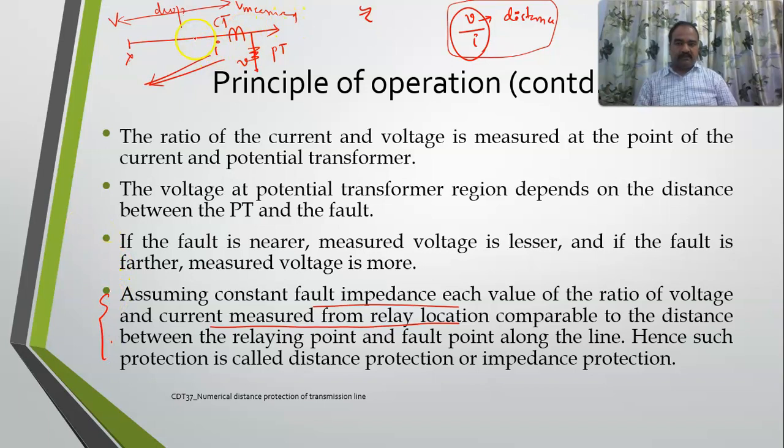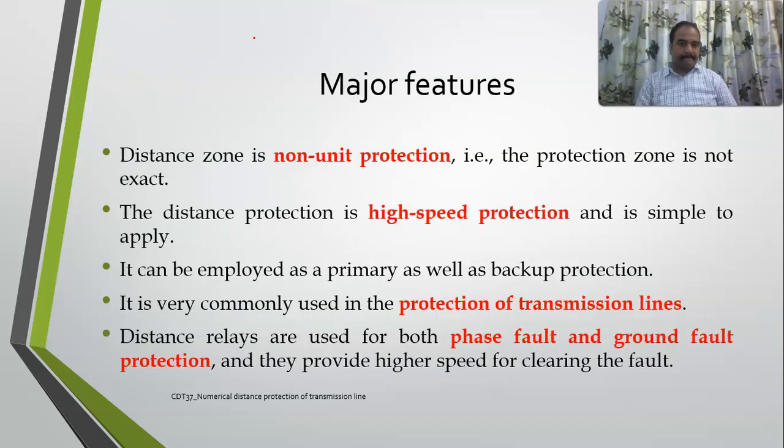Now let us suppose there is a fault which is happening here. If the fault is nearer, then the measured voltage will be a little bit less. If the fault is farther, then the measured voltage will be higher. So the measured voltage always depends upon the distance. That is why it is called a distance relay.